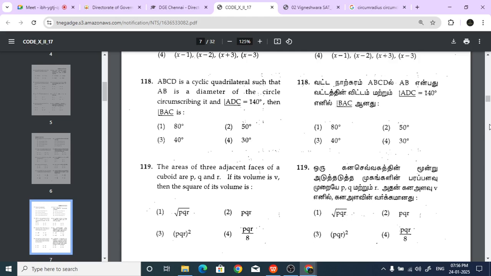I think there's something wrong in this question, so we will skip and go to the next question. I think the question is a little wrong. Yes, sir, I'll just check. Okay, next one, you go. Read that, 119.